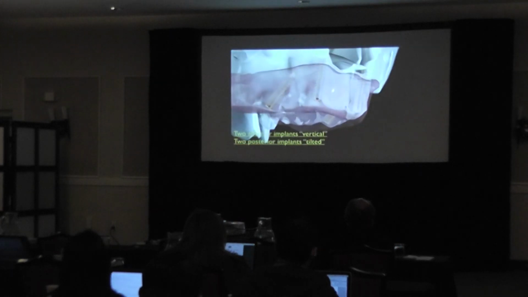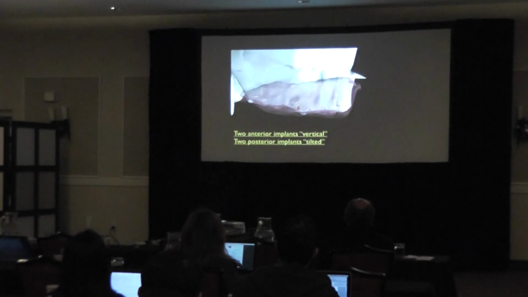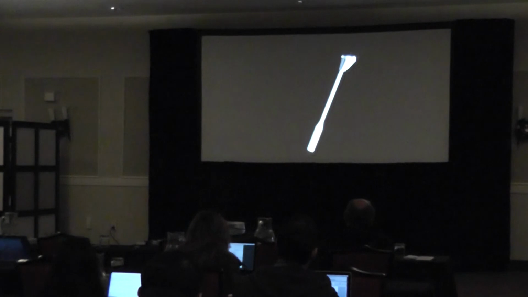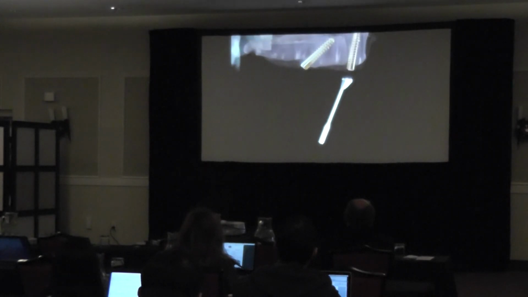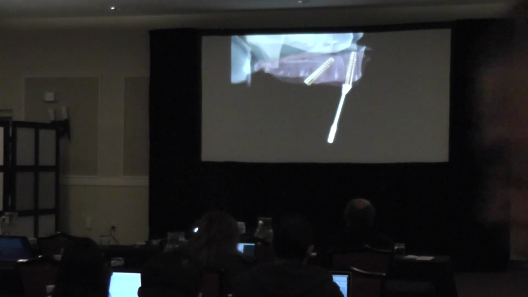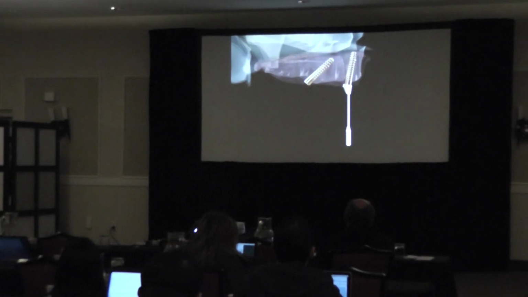As we mentioned earlier, it could be 5 or 6 implants or even more, depending on the case. But 4 is the most common number that we see. So 2 anterior vertical implants, 2 posteriors that are tilted. At the same time, surgically, multi-unit abutments are applied.